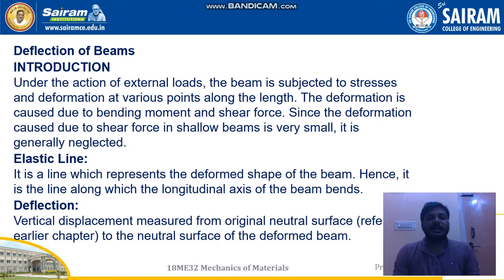Hence, it is the line along the longitudinal axis of the beam where it bends. The deformed shape is where, when you apply the load, the deflection takes place, and the deflection comes in the form of a curve. Similarly here, the elastic line is a line which represents the deformed shape of the beam, and hence it is the line along the longitudinal axis of the beam where it bends. This is how we identify the elastic line.